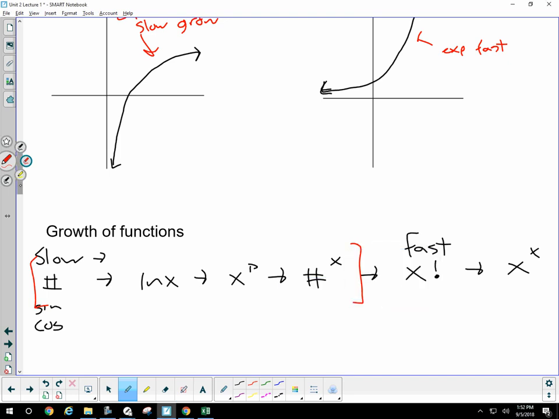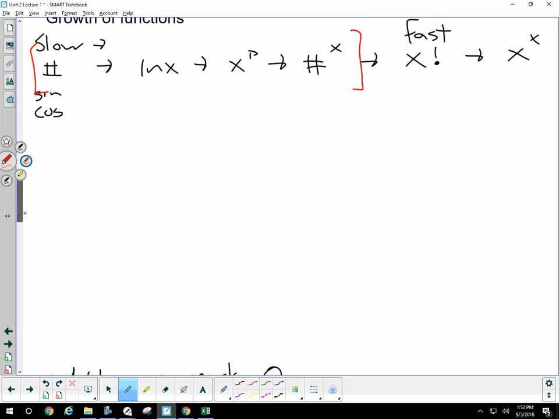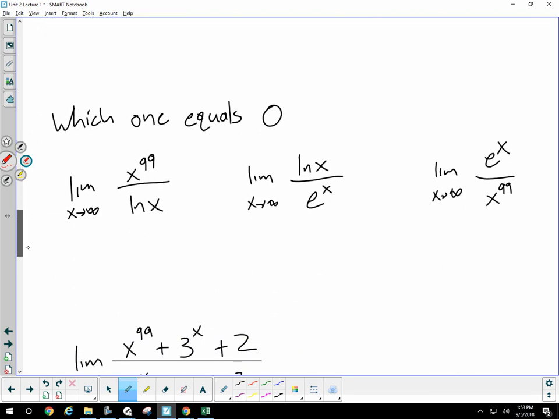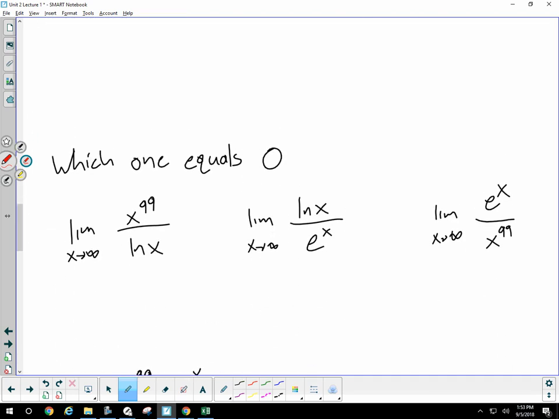We have the growth of functions. And being able to just compare growths is how you're going to be able to tackle those that you cannot simplify. So you should be able to look at these 3, understand, oh, this one grows faster than this one. It's in the numerator and the denominator. Figure out if this is going to be an infinity or a 0. So which one of these is 0? Figure that out and check with your neighbor.